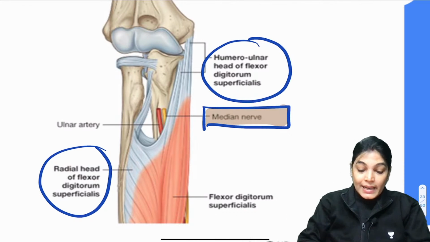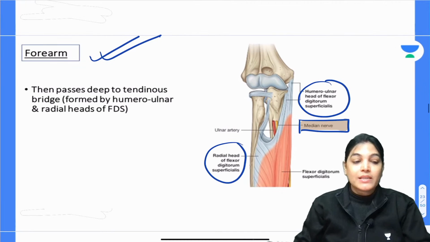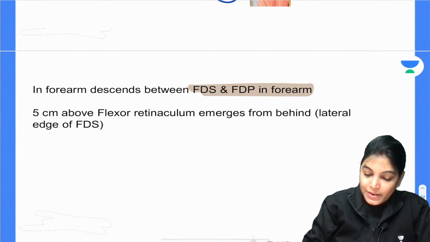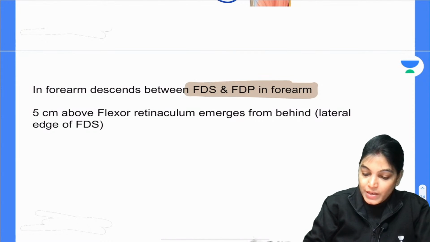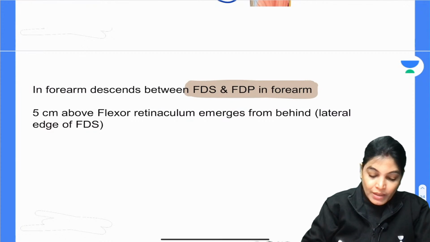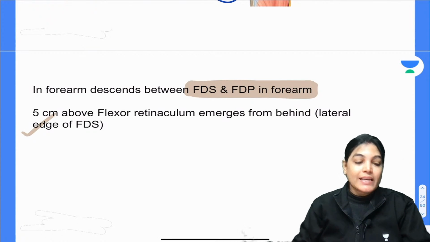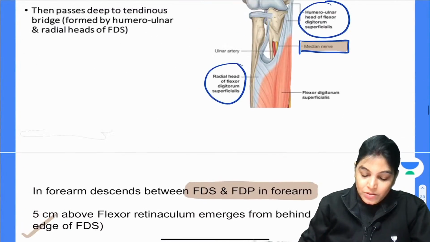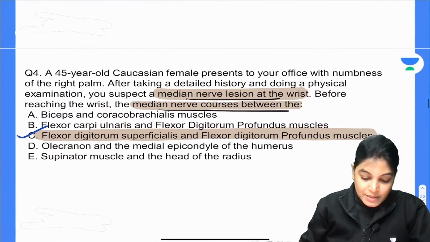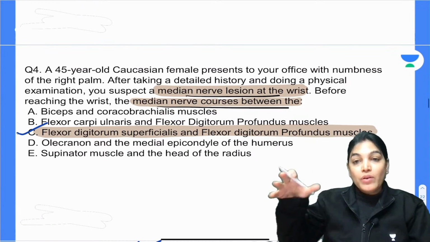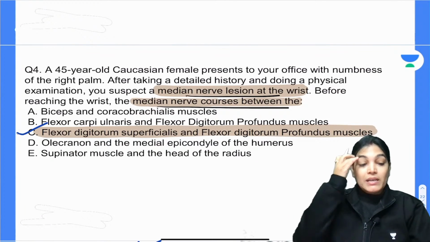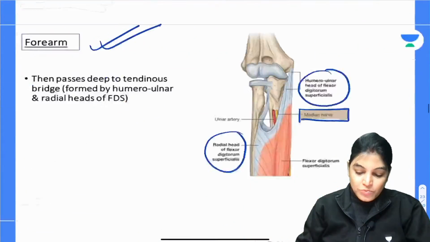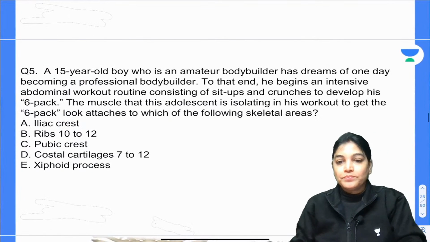Now what was exactly asked in the MCQ? The course when it is passing just before the wrist. So see that in the forearm it descends between FDS and FDP. It is descending between two important structures, one is FDS and the other is FDP. Now just 5 centimeters above the wrist, it is exactly passing between the FDP and FDS. So let me show this. So exactly the correct answer here will be C, because the course before reaching the wrist is between the two important muscles of forearm, one is FDS and other is FDP. Got it? Let's move on to the next, that is question number 5.